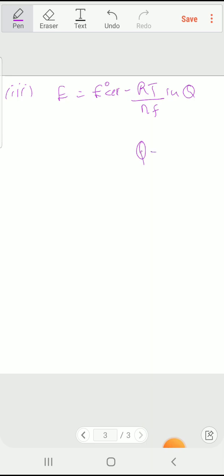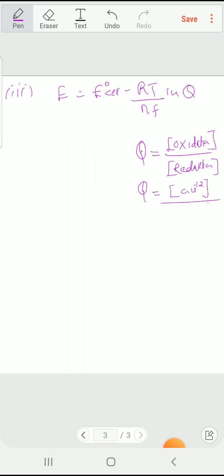So now what can I do? I'm just going to say Q is equal to oxidation on top, the concentration, then reduction below. What is my oxidation? You know that we've said it is copper, because that's the one that has got the least reduction cell potential. Then reduction is this one, silver, the one that has got the larger reduction cell potential.